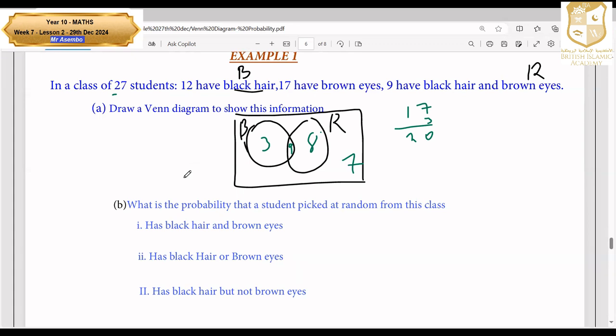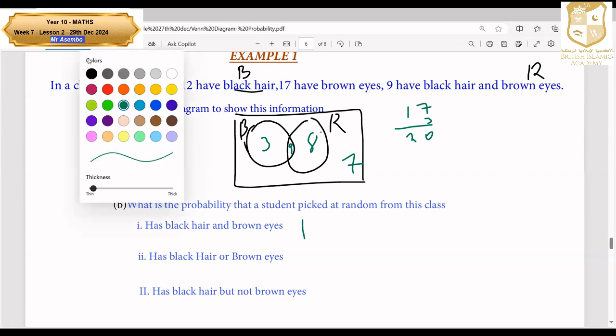Now, after presenting our Venn diagram, we can go to part B. This is where it involves probability. The first part asks: what is the probability that a student picked at random from this class of 27 students has black hair and brown eyes? In that case, he has both, two things at the same time, so it is an intersection.